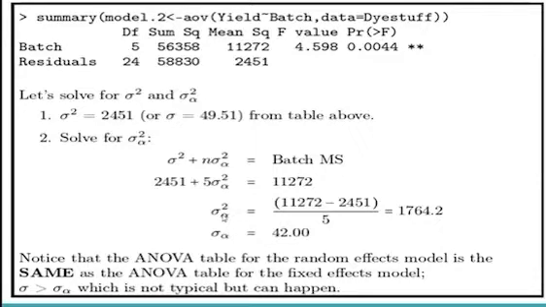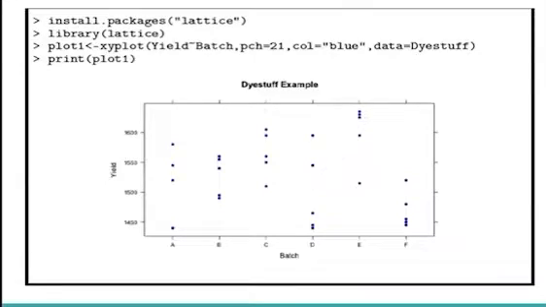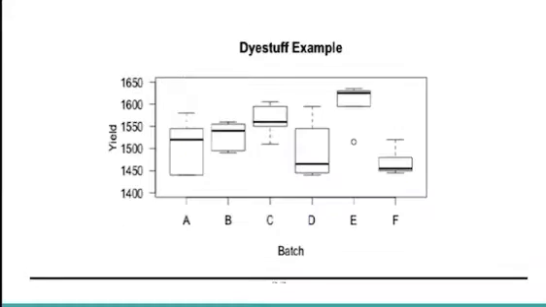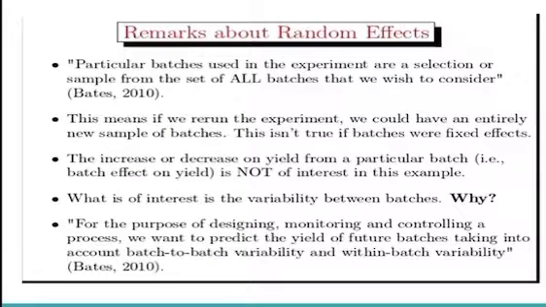And the moment I got this, I can also find the intraclass correlation. Okay, so take a look at that. This is just the plot. When you plot the yield against batch, this is the box plot of that. I think I still have like 5 more minutes. Now, let's come to the remarks.